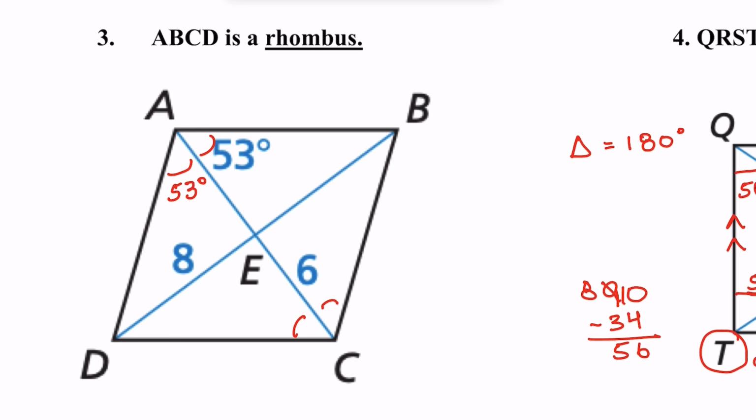I also know that the opposite angles are congruent in a rhombus. So if A is 53 and 53, then C is going to be 53 and 53 as well. Which means that angle 6 is 53 degrees.